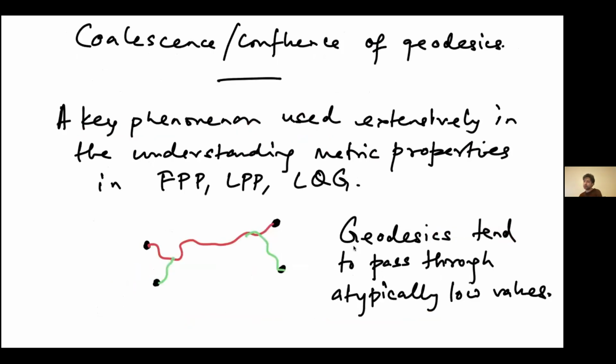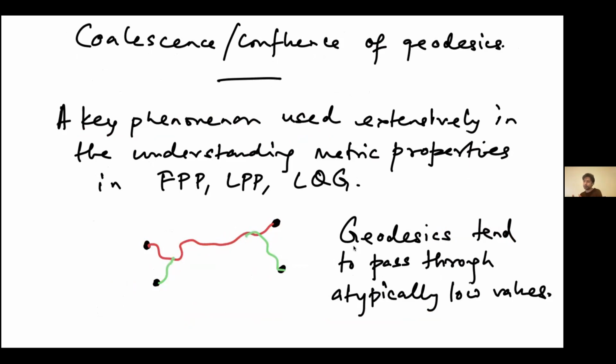Okay, so I'll quickly describe what coalescence or confluence means for people who are not familiar with it. This is a key phenomenon and a key concept that gets used a lot in understanding metric properties in FPP, LPP, and LQG. Because geodesics are weight-minimizing paths, if you take four points, two of them here and two of them here, and take the shortest path going from this point to this point and this point to this point, they will typically tend to meet, merge, and continue their journey together, and then eventually separate.